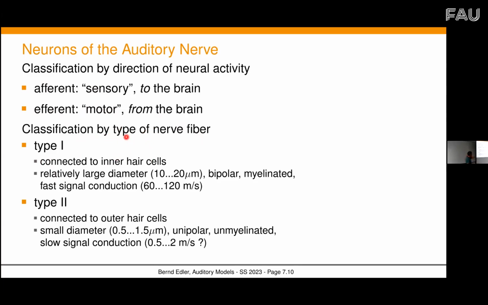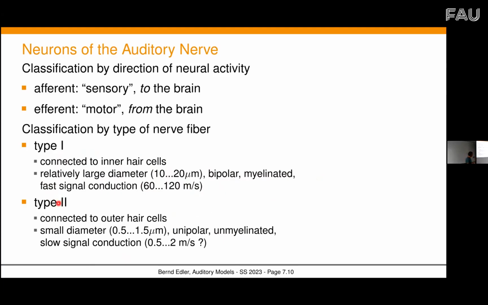And in the auditory nerve, they're classified into two types. There's type 1, which is mainly connected to the inner hair cells. They have a relatively large diameter and are bipolar and myelinated. This is more or less a kind of insulation. And they allow a relatively fast signal conduction. Here the number shows 60 to 120 meters per second, so that sounds which are captured can be processed quite quickly without much delay.